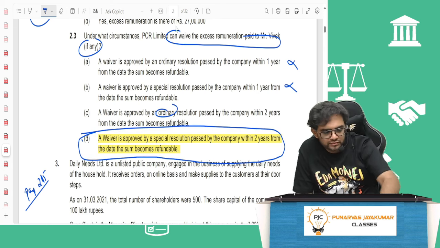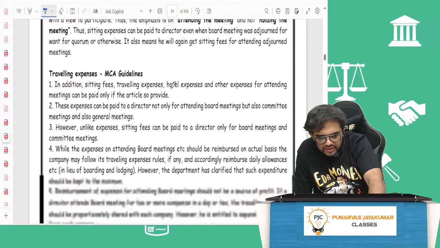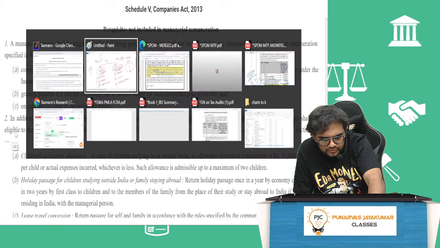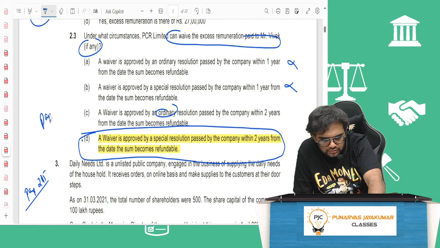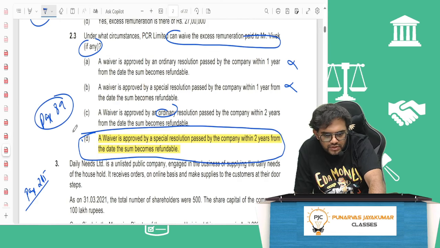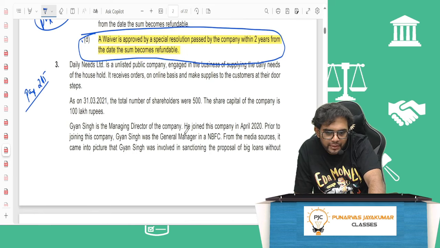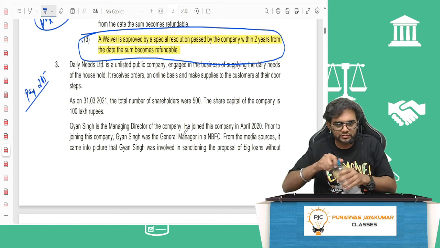Interesting question. Page reference: page 89 in my material. Every single question is there in our material. Nothing to worry. Done. Moving on.